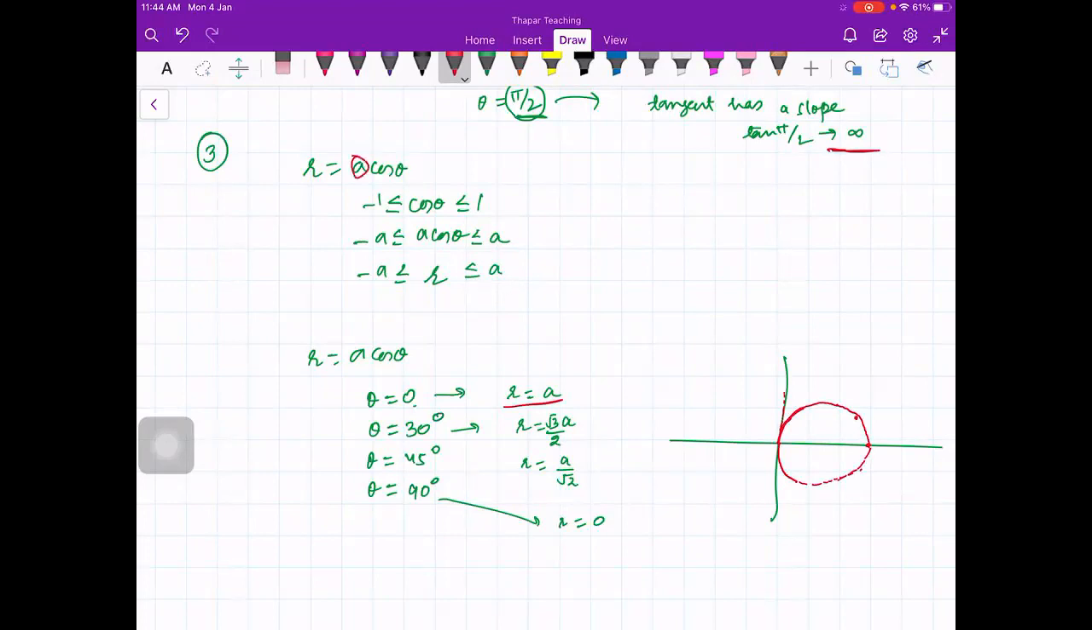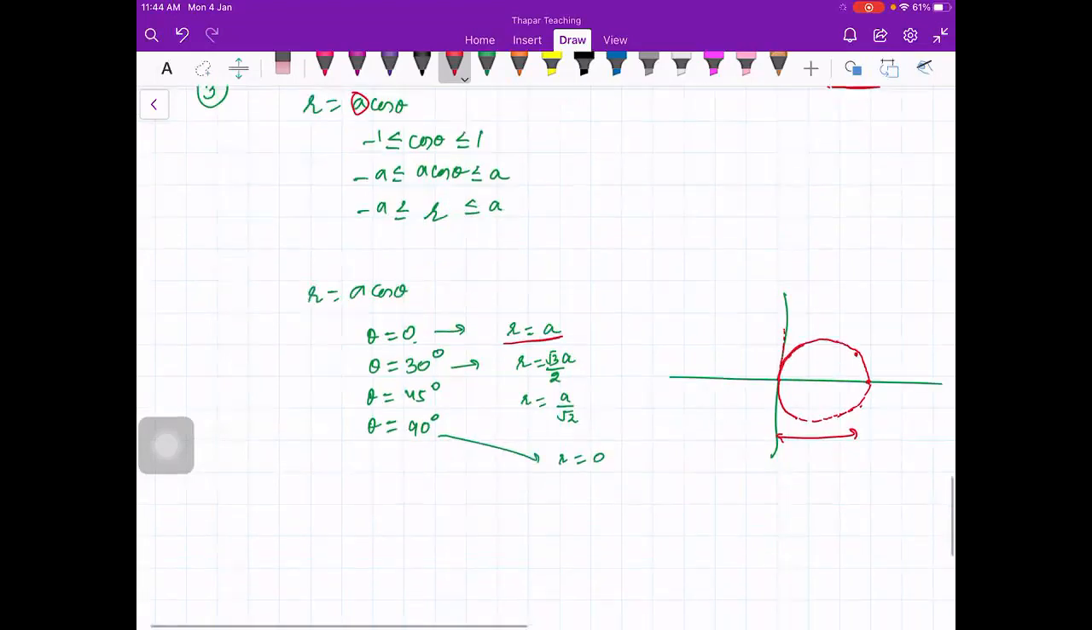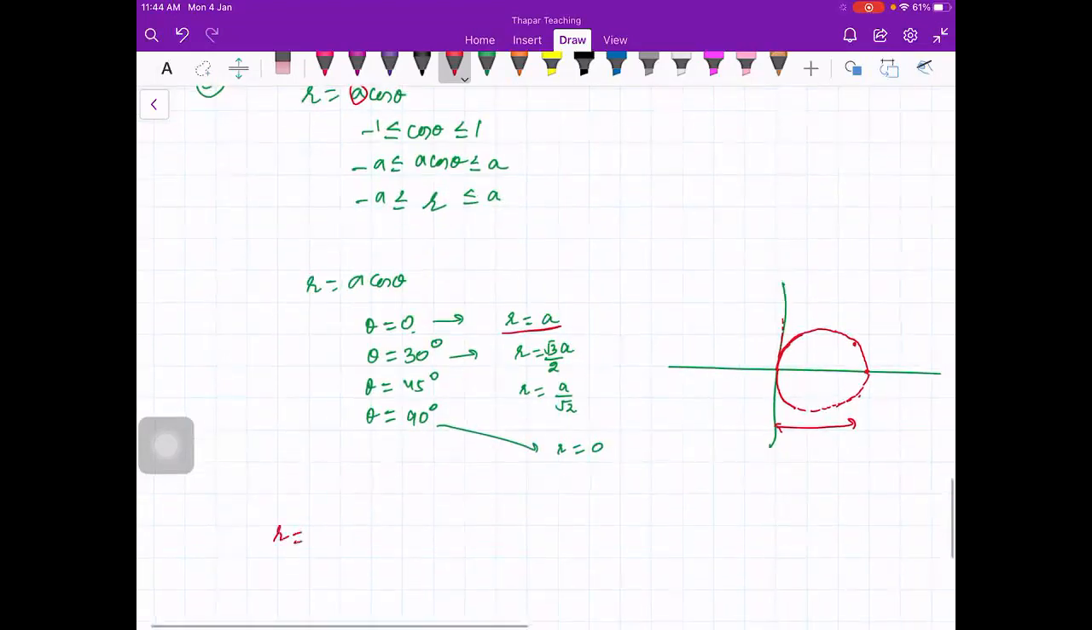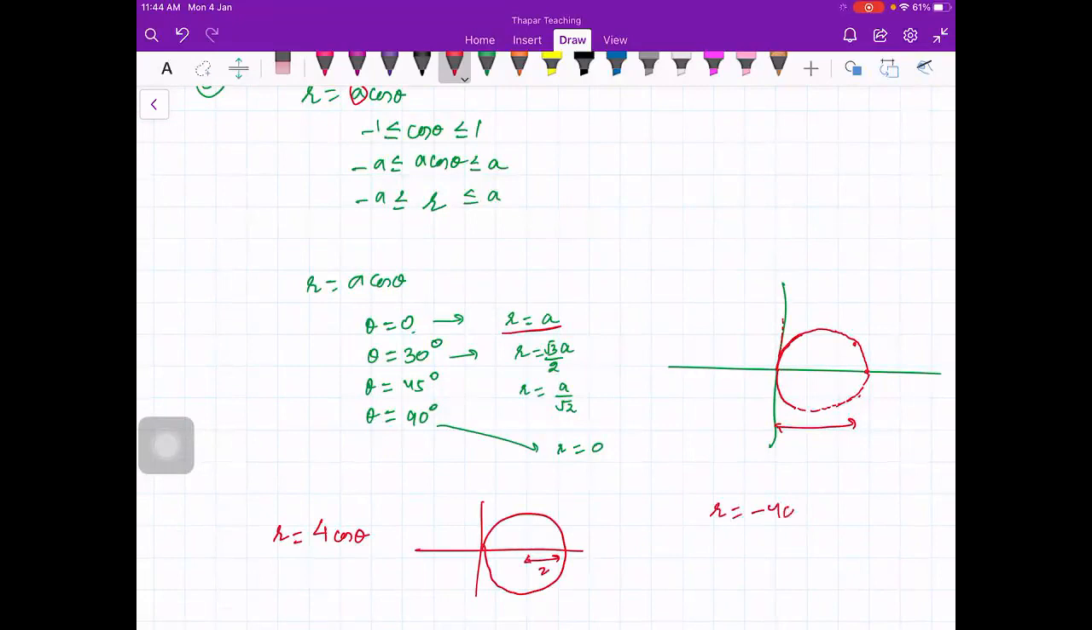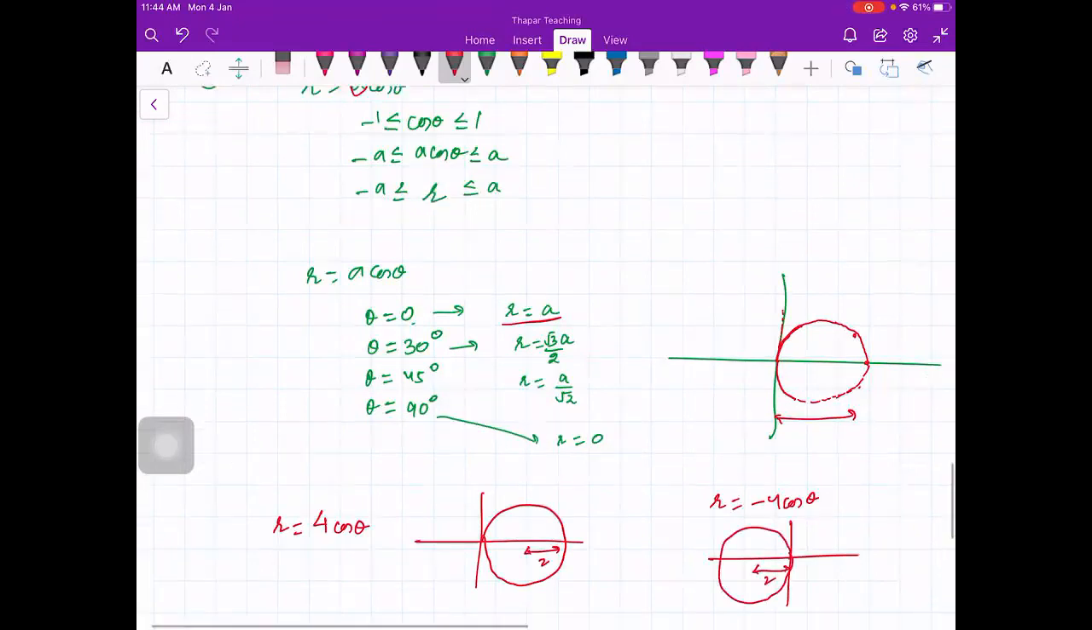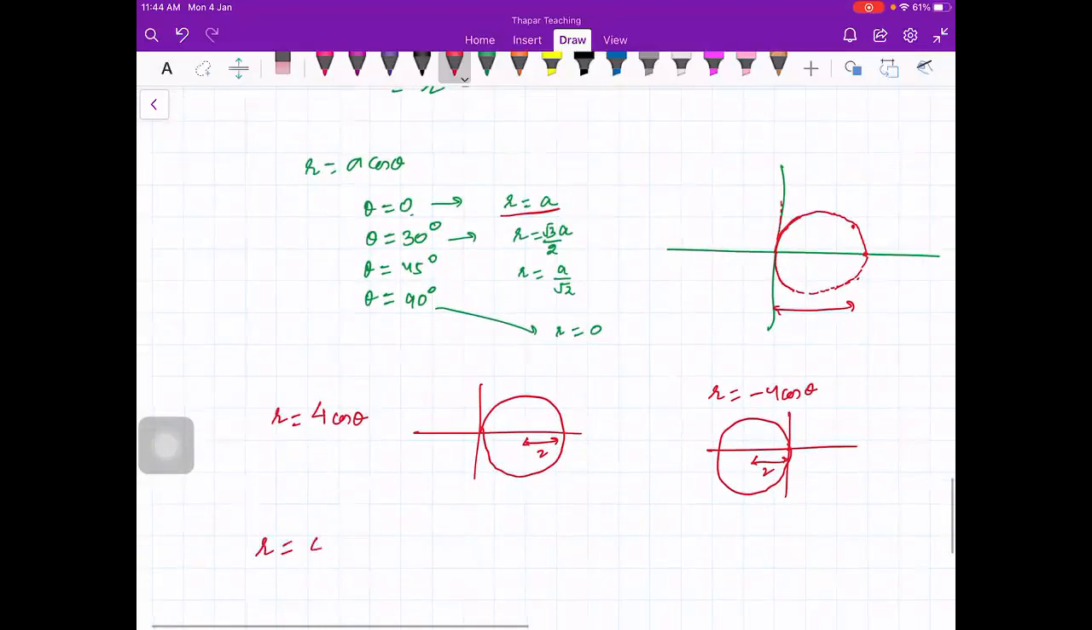When a is positive, you will get a circle on the right hand side. For example, if I ask you how to plot r is equal to 4 cos theta, it will be like this, radius 2. Okay, and if I ask you r is equal to minus 4 cos theta, it will be on the negative x-axis, radius 2. Okay, and if you plot r is equal to 4 sin theta, it will be on the positive y-axis. Please follow the same steps which I have followed.